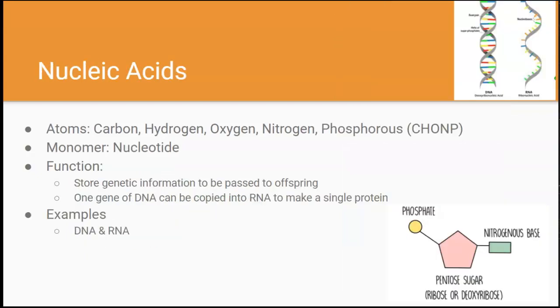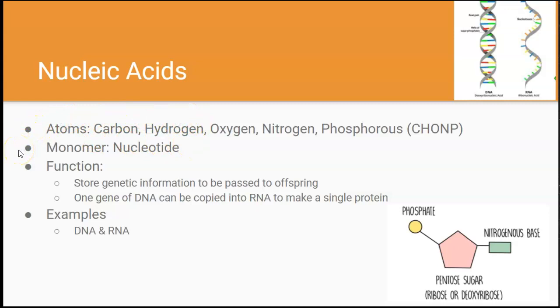Okay, and our last one of the 4 macromolecules we're talking about is nucleic acids. Nucleic acids are basically DNA, RNA, our genetic material. And for the atoms here, we have another new one, phosphorus. So now we have carbon, hydrogen, oxygen, nitrogen, and phosphorus. You can abbreviate this as CHOMP. Again, because it has carbon and hydrogen, we know that this is organic.